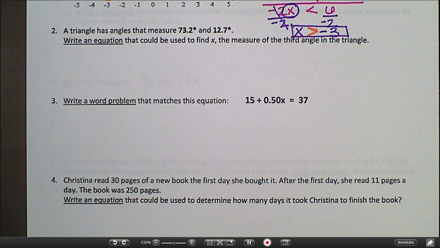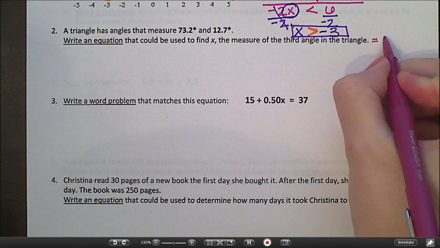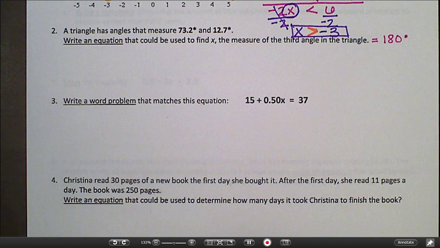Okay, let's look at number 2. A triangle has angles that measure 73.2 degrees and 12.7 degrees. So we're asked to write an equation that could be used to find x, the measure of the third angle in the triangle. Well, we already know what the total has to be for our triangle. All triangles add up to 180 degrees.